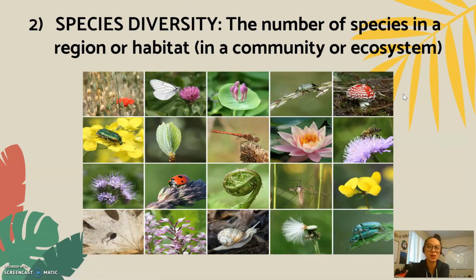Right. Number 2, so the second type of diversity that I want to talk about is species diversity. So like it sounds, it's basically the number of species in a region or habitat, and we can kind of figure that out by counting them, or we can figure out different types of ratios between the number of species.